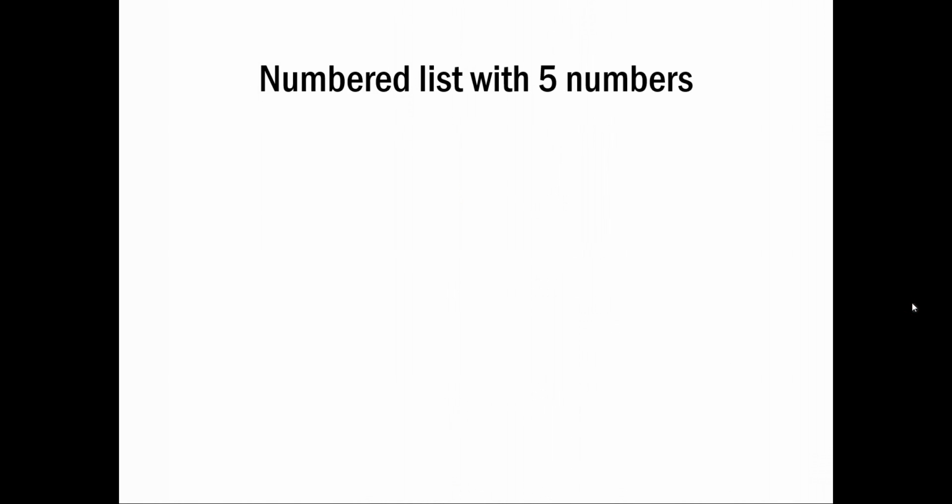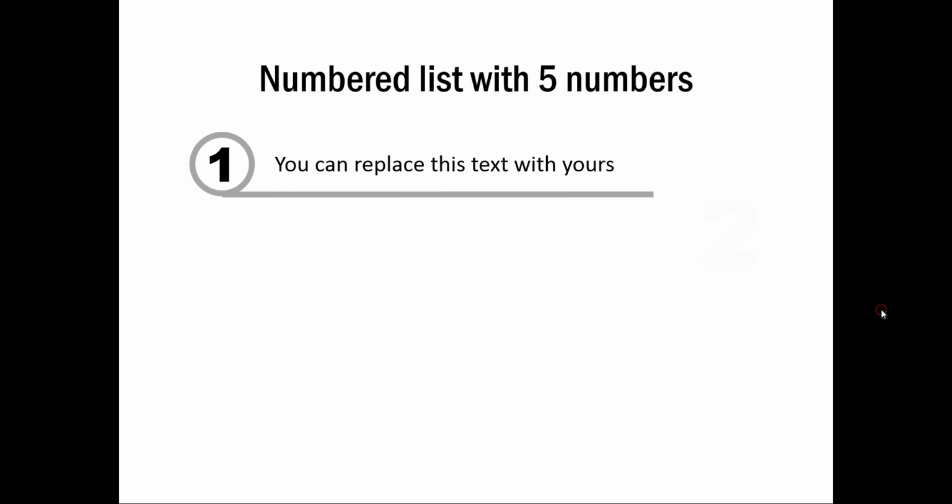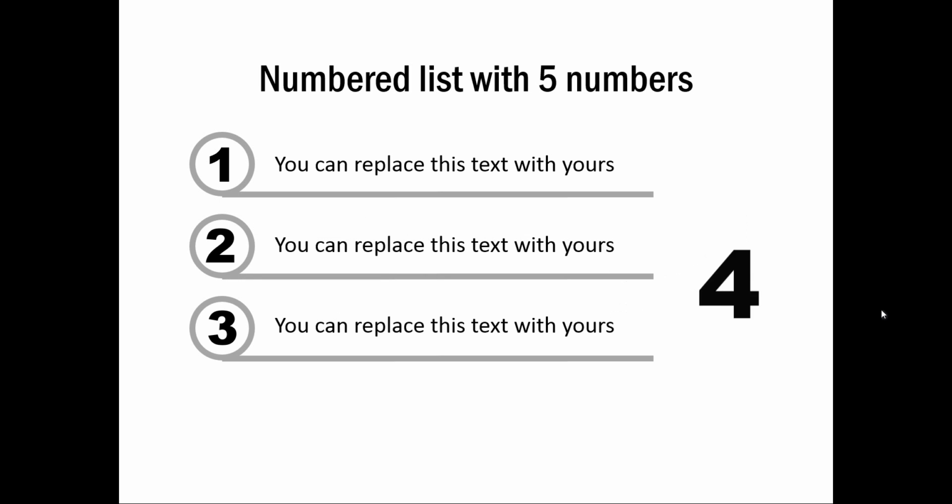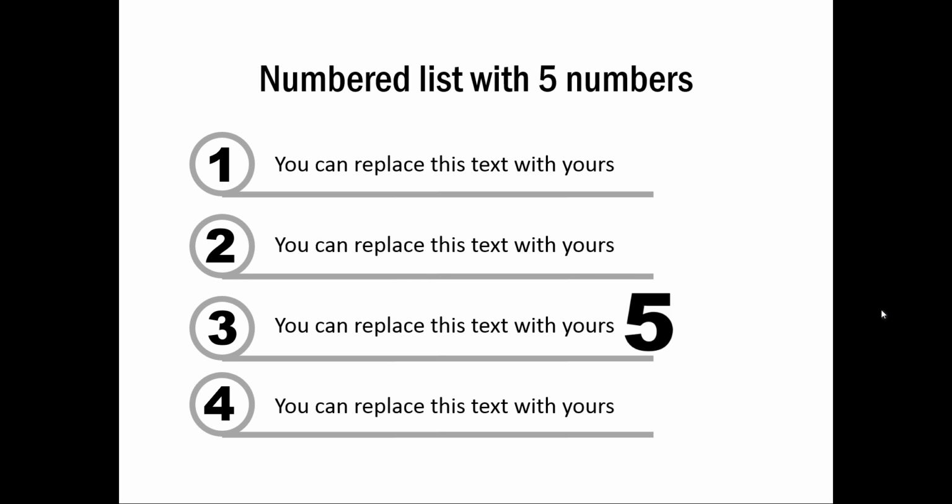Let me give you one last example of numbered list with 5 numbers. Here we have really gone a little overboard to add some animation which is truly exciting. So we have number 1 coming here and then the associated text here, 2. And this is how it appears.